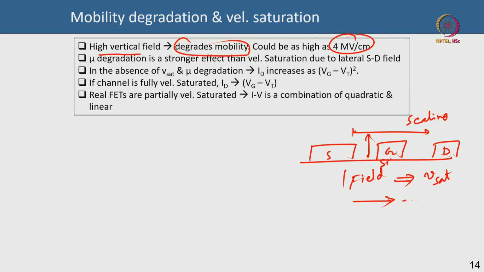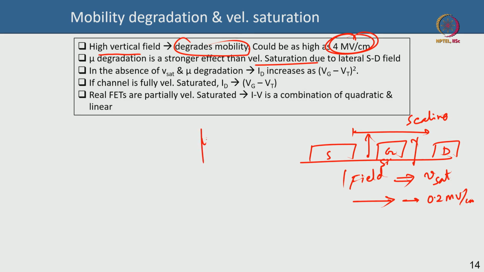Okay. So field in the lateral direction could be say 0.2 megavolt per centimeter, but field in the vertical direction in the oxide could be around 4 megavolt per centimeter, or at this interface the inversion charge forming area could be close to 4 megavolt per centimeter. Okay, it is crazy actually. So the mobility degradation is more strongly affected by the vertical field than by the velocity saturation effect due to the lateral field.